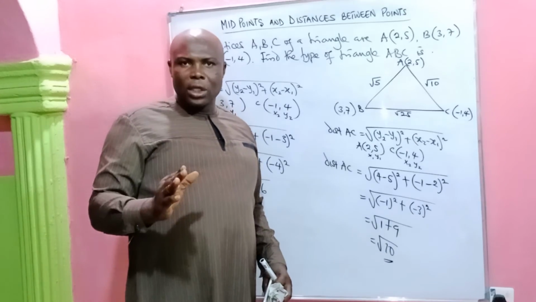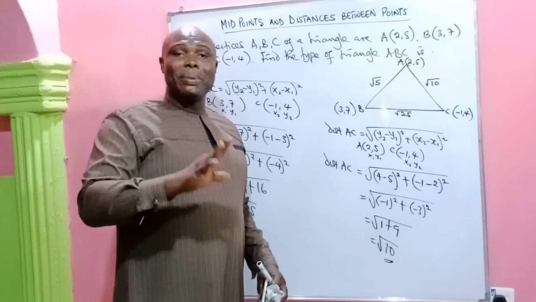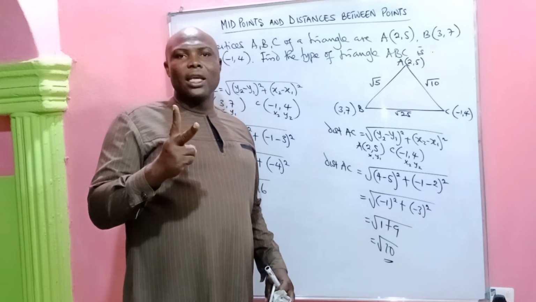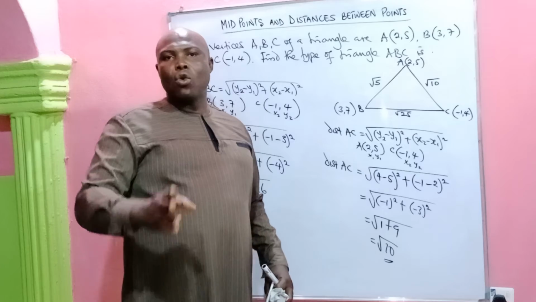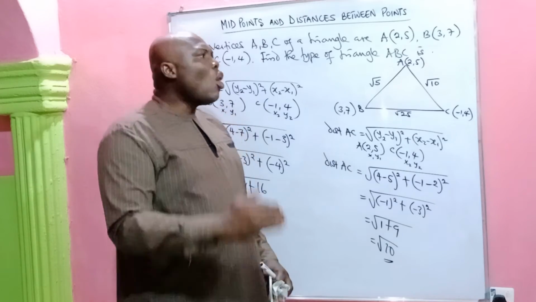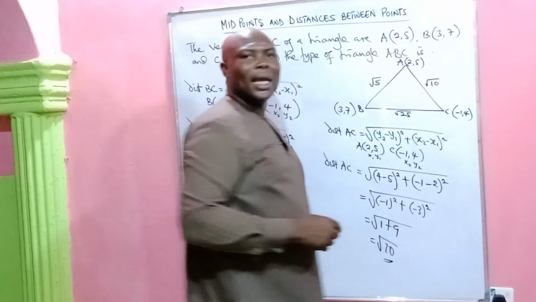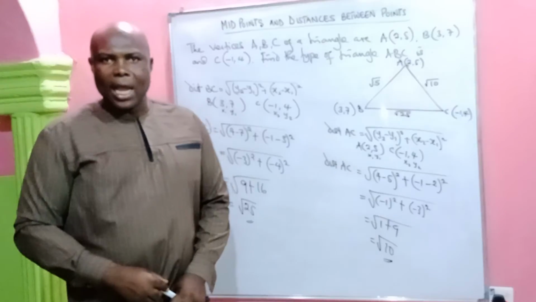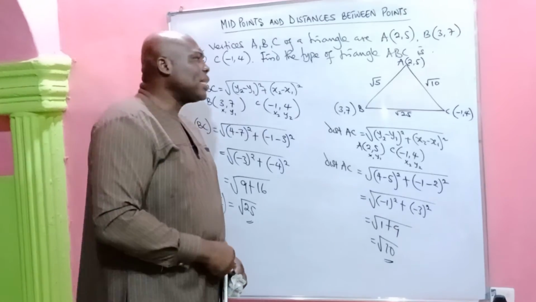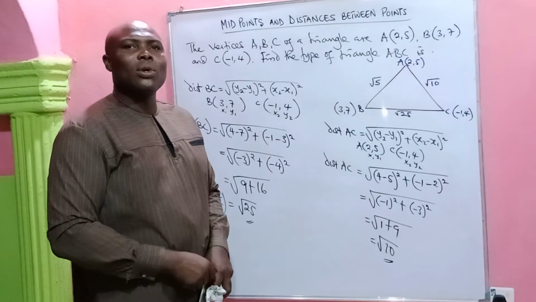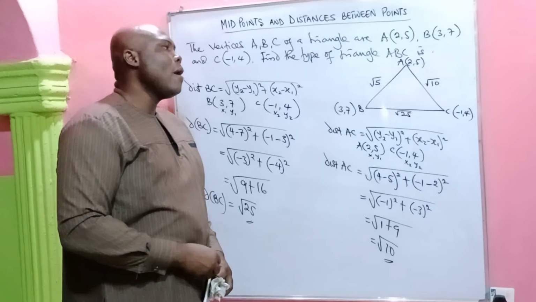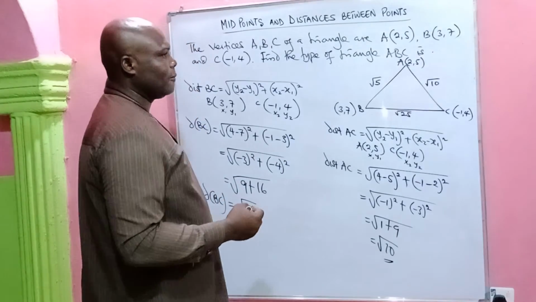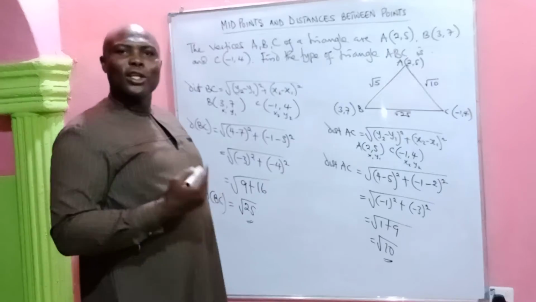So take note, the three types of triangle there: either scalene, where the three sides are different, isosceles, where two sides are equal, or equilateral, where the three sides are equal. So it all depends on what you calculated as the distances of the three sides of the triangle. Please take note of that. But sometimes you also find out that the triangle itself is right angle. Say for instance, in this particular one, the triangle is not right angle.